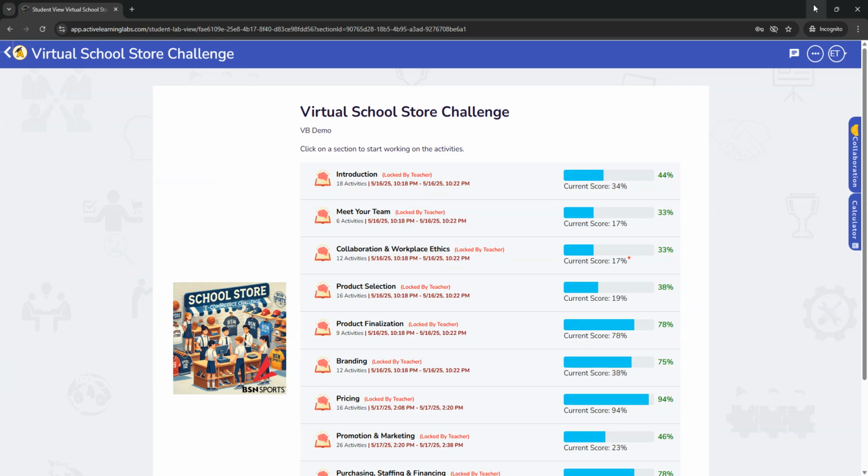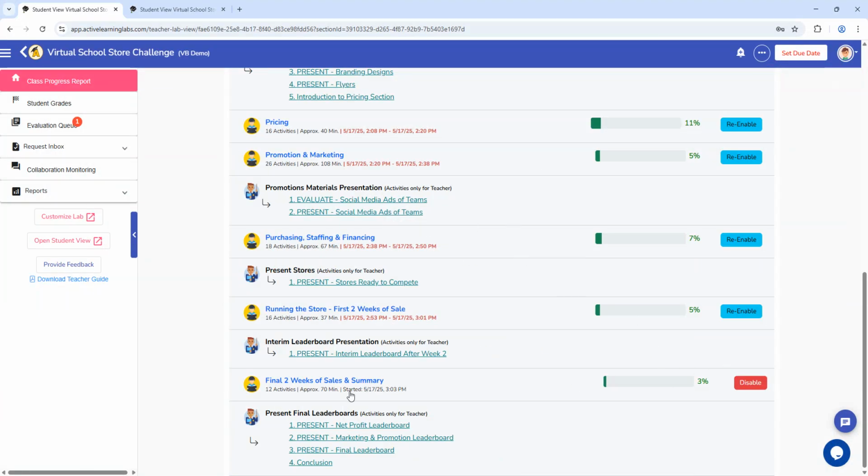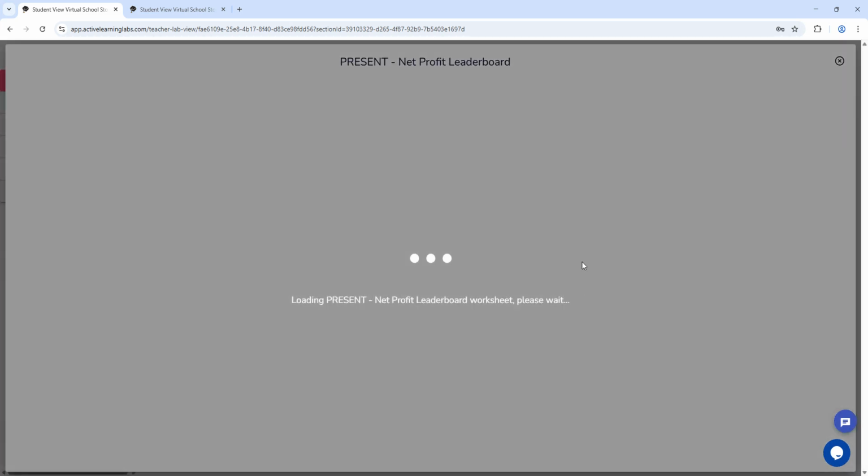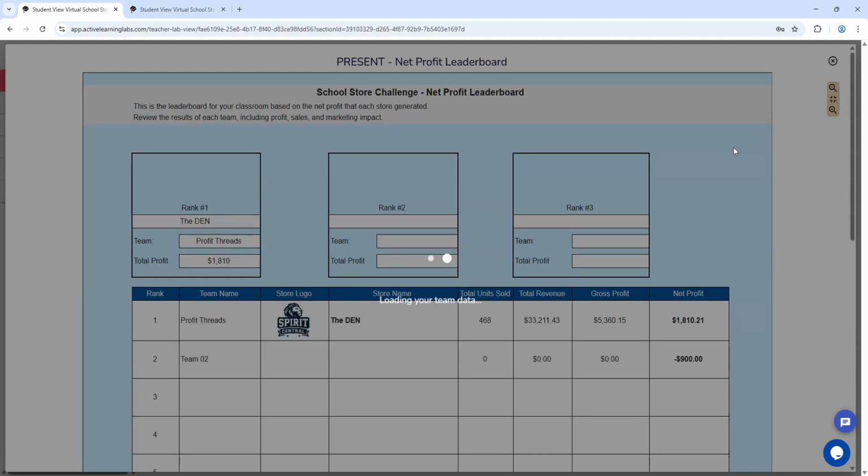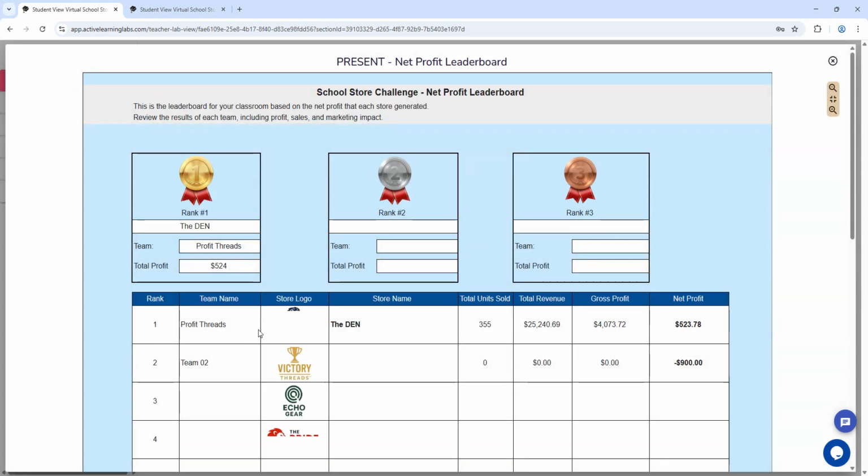Now, before you wrap up, let me go back to the teacher view. So when you're done with all of that, you can start presenting the final leaderboards. Here is a net profit leaderboard. So if you present it, that'll show the net profit of this particular team. We didn't have other teams. They did some branding, but we didn't have other teams. So here is the result. The Den got 523 in net profit.